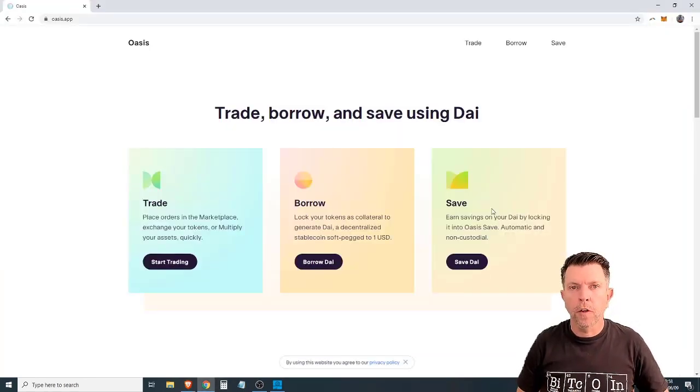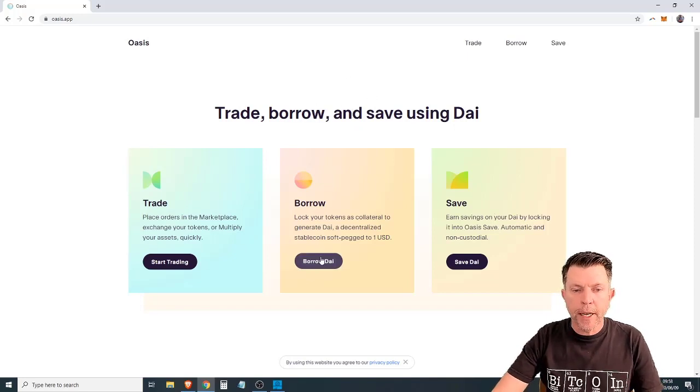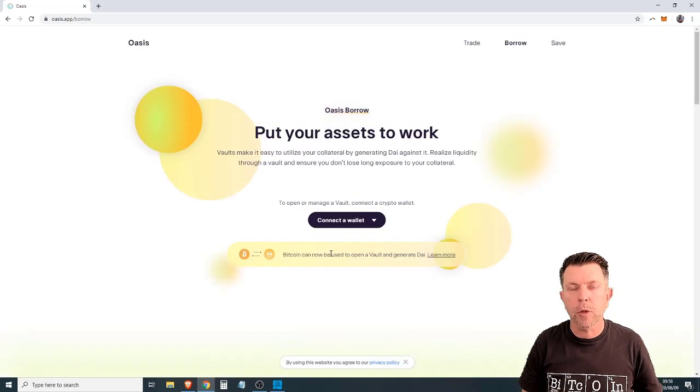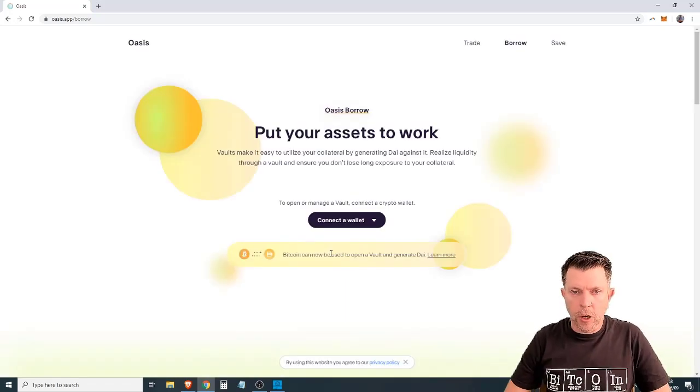So here we are on the Oasis website, oasis.app. This is the site that we're going to be using to take our decentralized loan. We simply click on Borrow DAI. Remember, DAI is the stable coin pegged 1-to-1 with the US dollar. So let's just go through what it says.